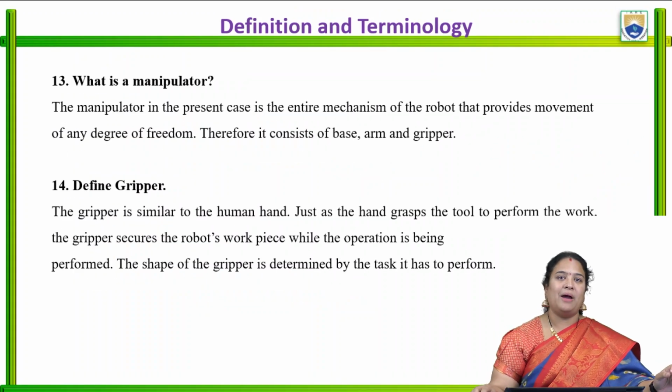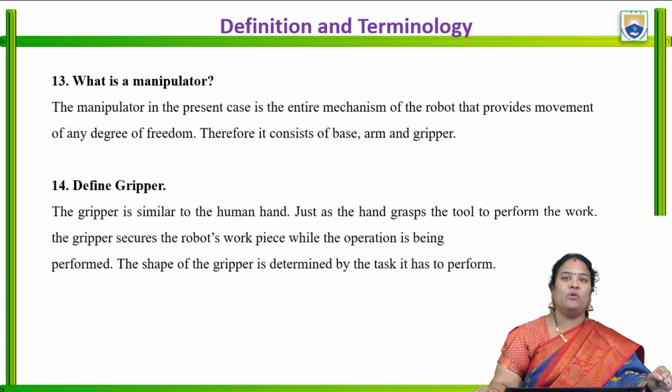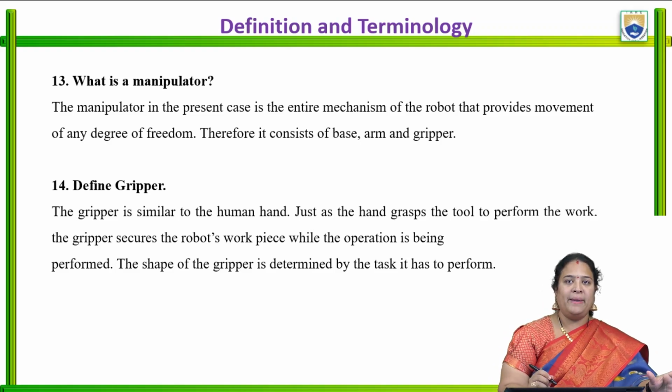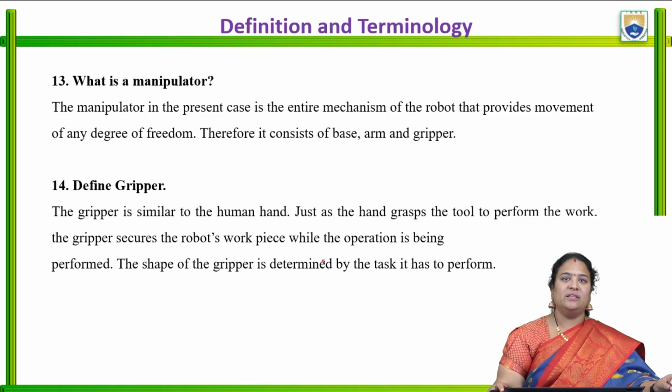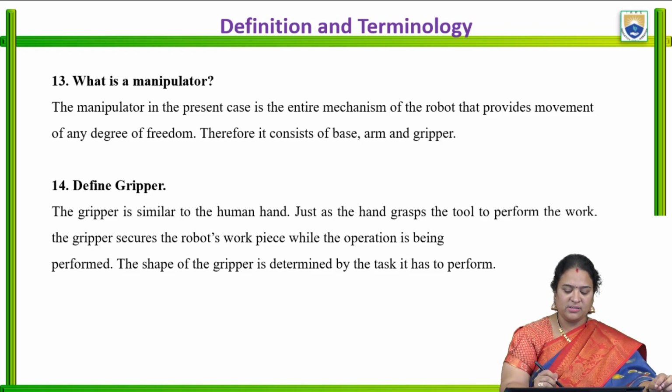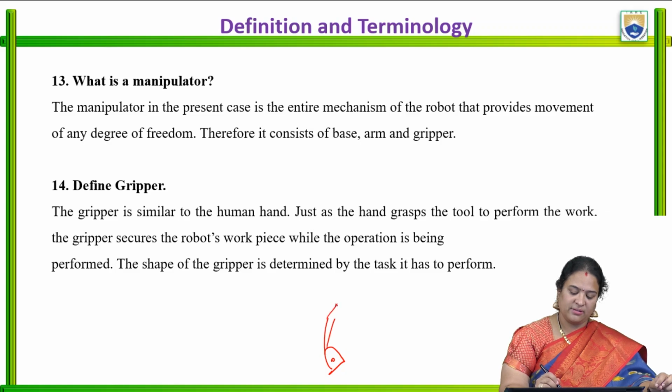What do we mean by manipulator? Manipulator is nothing but the base, arm or the gripper. A manipulator in the present case is the entire mechanism of the robot that provides movement of any degree of freedom. That is, for example, we have a fixed link.